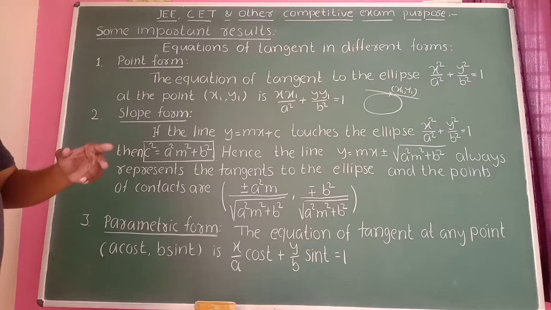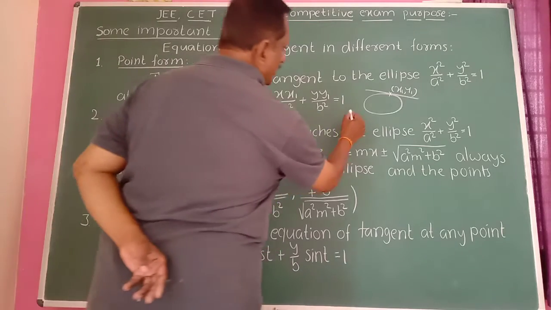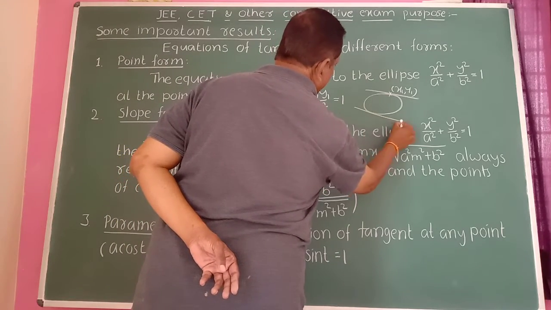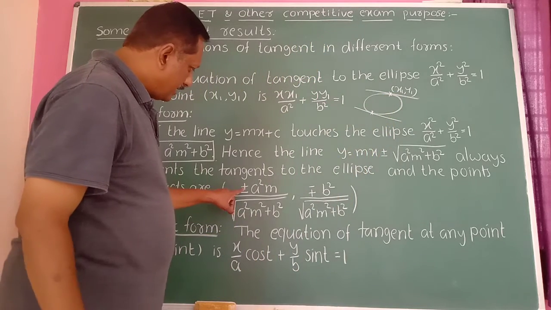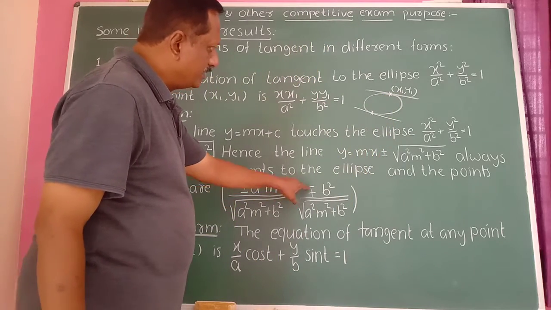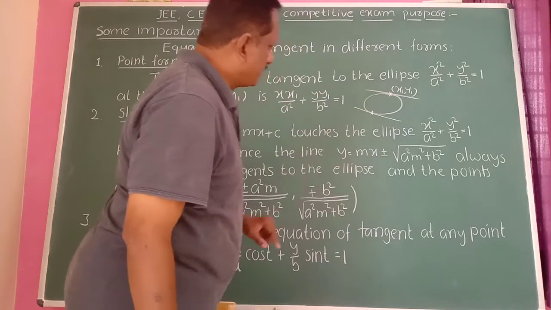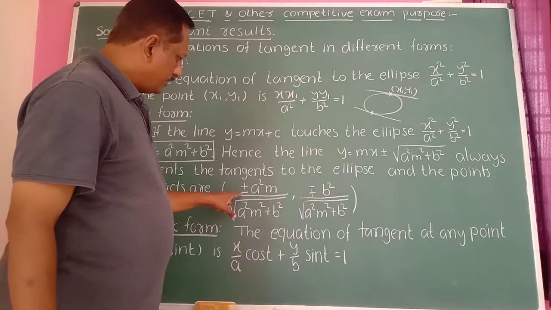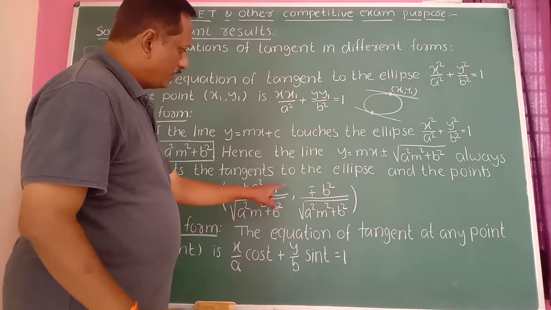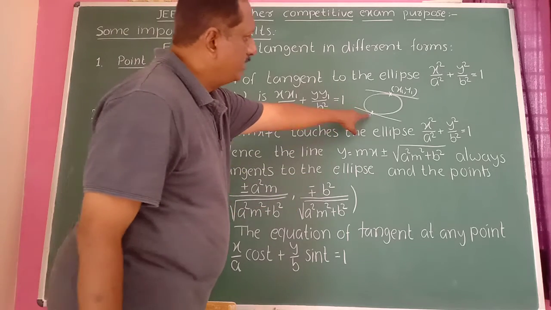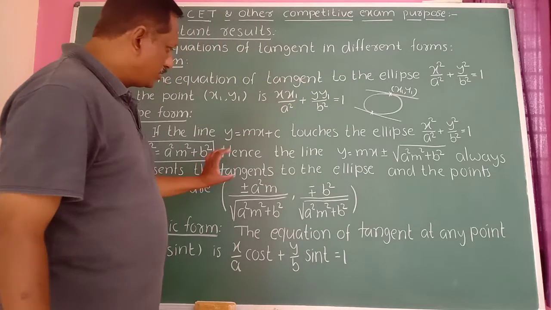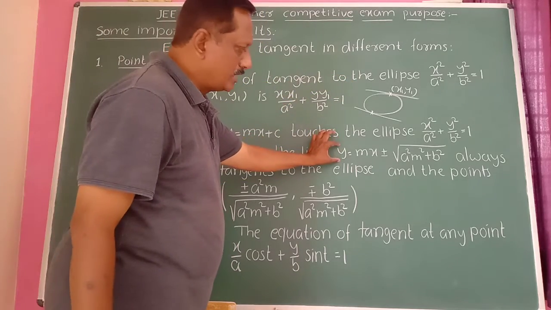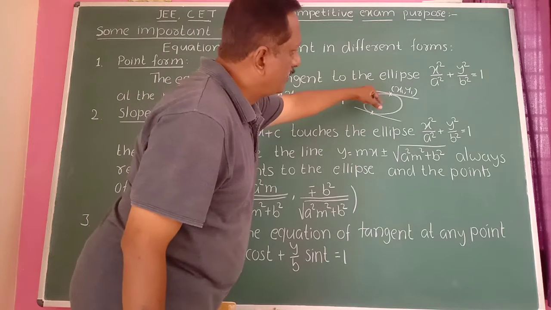Here you get two tangents, and both are parallel to each other. So this is one point and this is the other point. If you take x positive, y negative, we get one point of contact. And if you take x negative, y positive, you will get one more point of contact. Both are tangents, so there are two tangents and you will get two points of contact.